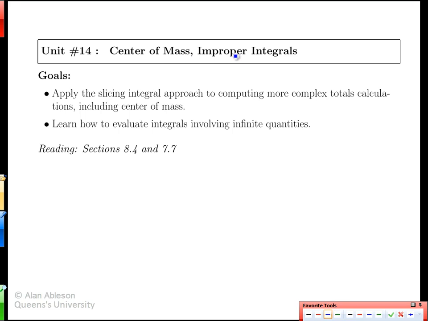Then we're going to consider a new topic, the idea of improper integrals. This is a little more abstract, and it's going to be looking at more theoretical ideas of infinities being involved in integrals and how we can handle those in a careful and well-managed way. We're going to start with our ideas of slicing, though, and we're going to start that with an example.